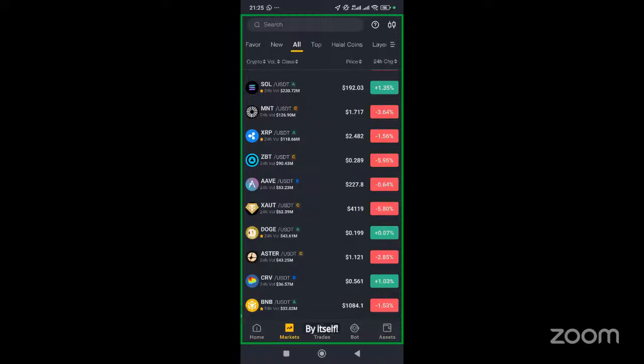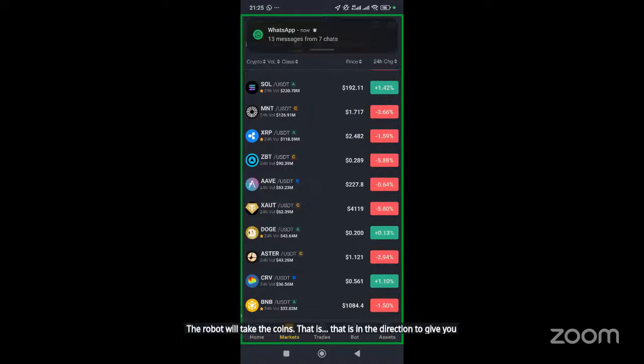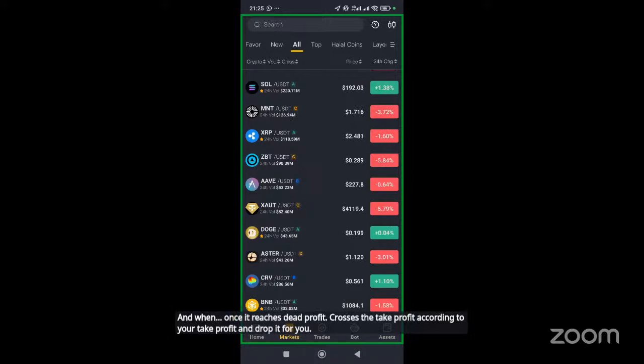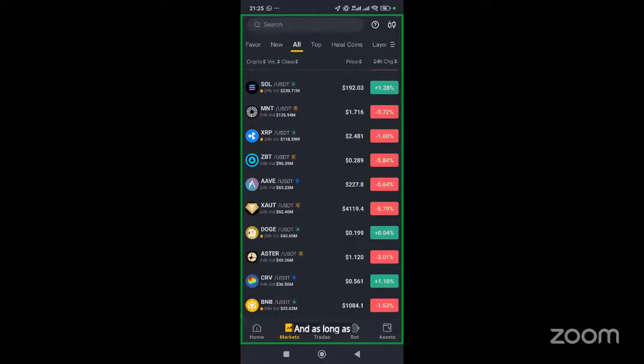Meaning that you do not need to ask which coin is going to give me more profit. No, the robot will take the coins that are in the direction to give you profit and activate them by itself. Once it reaches take profit, it closes the trade according to your take profit and drops it for you. And as long as that trade is still in vogue, the robot waits for conditions and launches a trade according to the market direction at the right time. And that is just absolutely wonderful.